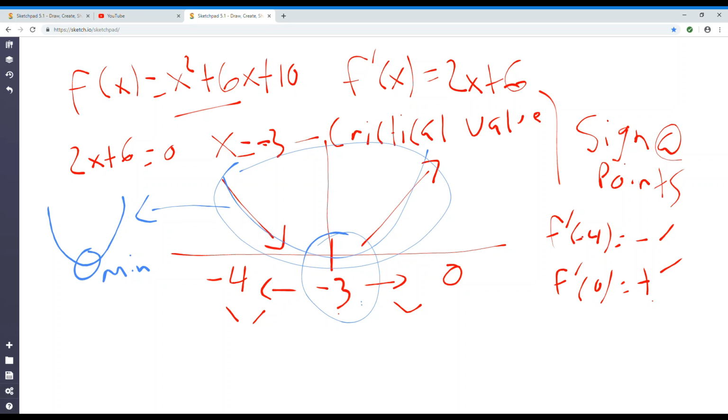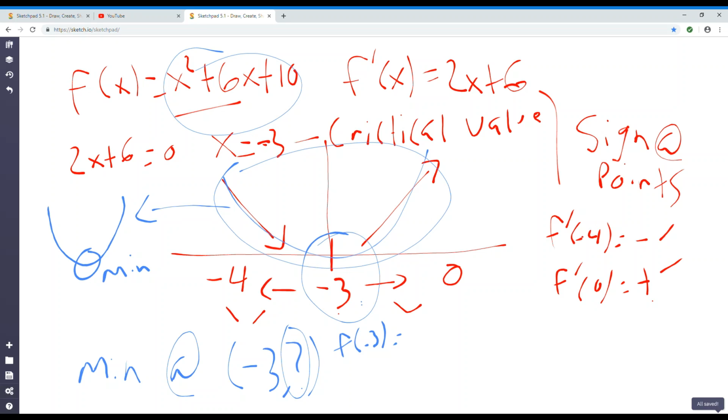So that means that point, -3, our critical values are our mins or our max, not the test points. Our critical values. Whenever we have a change from decreasing to increasing or increasing to decreasing, that value, our critical value, is our min. So you write min at -3. Well, how do I find that next point? I would simply just plug it into our original function, which would be -3, 1. So our min would be at -3, 1. Critical values are always where your min's at, not your test points.